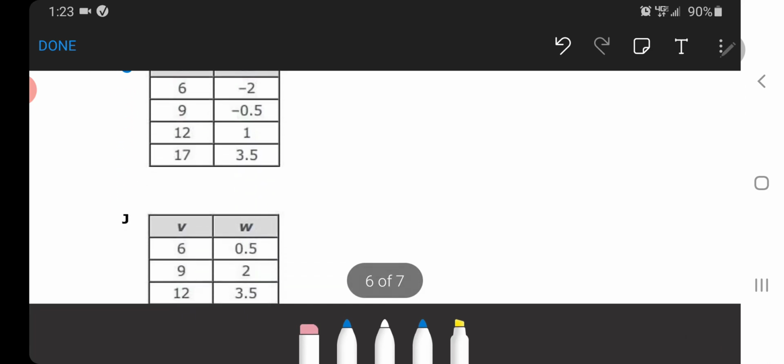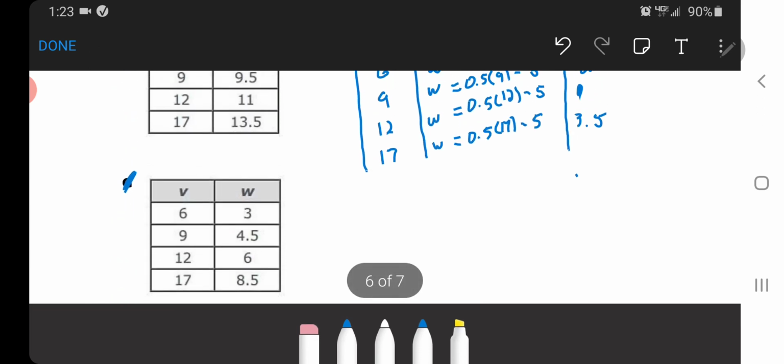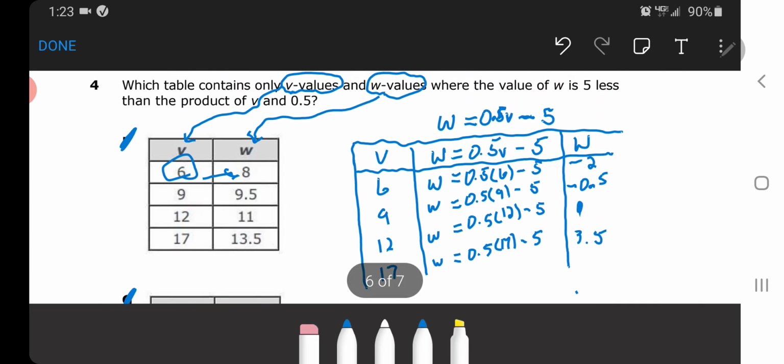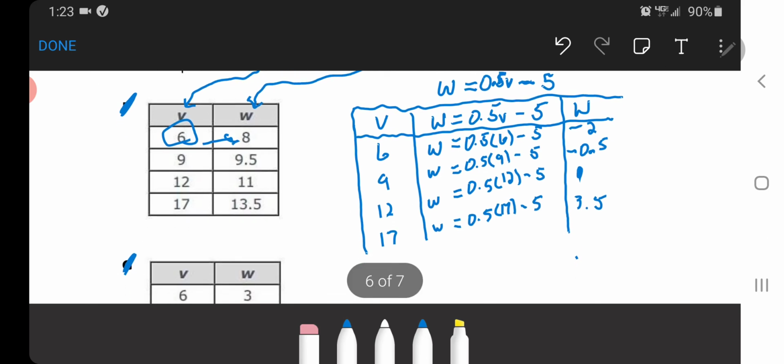We look down 6 and 0.5. Once again, we know that's not correct. Okay. So that is one way to solve this. And they made it pretty easy for us because they gave us all the same V values. Sometimes they're going to make it a little more complicated. You have all these different V values, and then we're going to keep solving over and over again. But they made this one pretty simple for us. Okay.